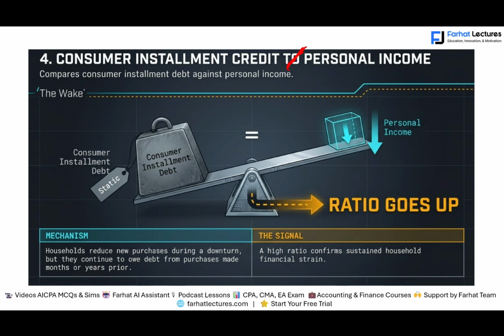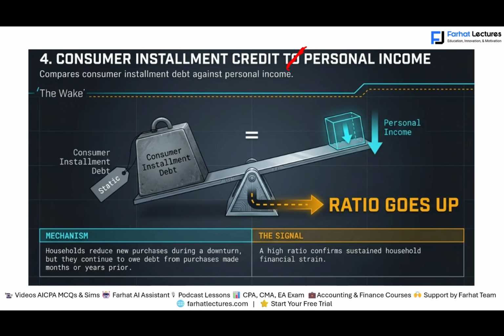The fourth indicator is the consumer installment credit relative to personal income. So we're taking the installment credit. It's the relationship between consumer debt and household income. Again, this is a lagging indicator. Why? Because consumers will stop making new purchases during a recession. When things are bad, you stop making new purchases. However, you must continue paying off your loans: auto loans, personal loans, credit card loans. But at the same time, your household income might decline. You might lose your job. That's part of it. Because debt remains while income falls, the ratio stays high long after the economy slows down.